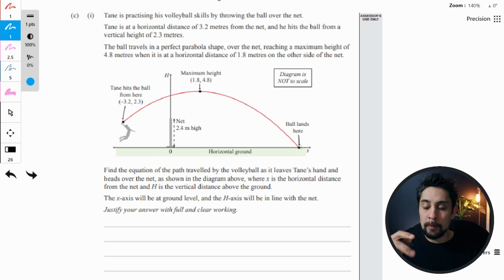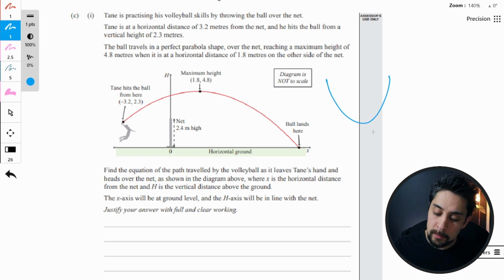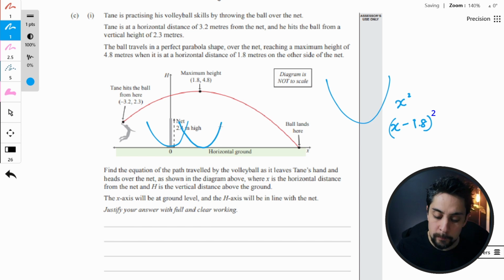Now, if we think about a parabola, the parent parabola looks like this, and it has the equation x squared. Now, to shift this across, if we wanted to shift it to the right by 1.8 meters, so instead of the parabola being here, it's now shifted to here, we just minus 1.8 meters. So now we have our equation here. We also want to make it negative, so we're going to add a negative on the front. That brings us to here.